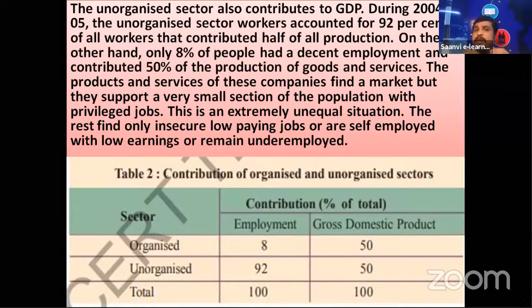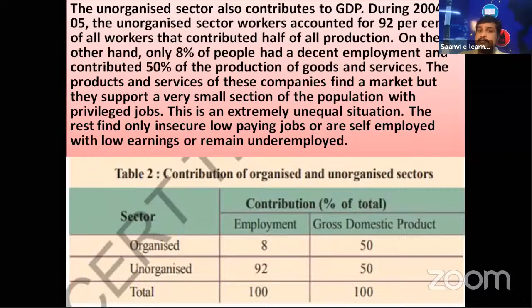How can we improve the unorganized sector? Because there is no proper skill to do something. More members are working in that field, even though the contribution is not up to that. A very important question is that even 8% of the service sector or organized sector people working, their contribution is 50%. It means 92% gives 50% and 8% also gives 50%.